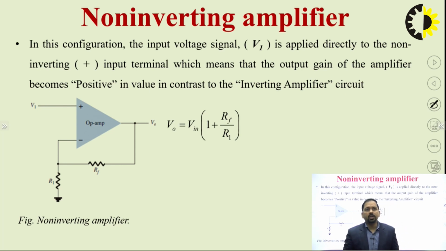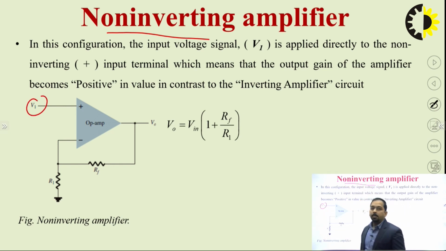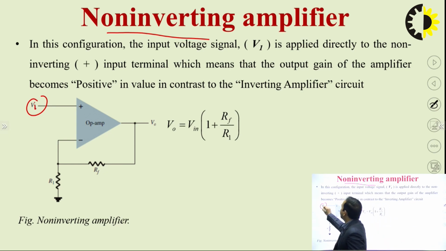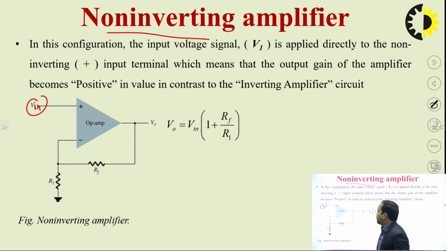The next circuit is known as a non-inverting amplifier. As the name suggests, it's non-inverting, which means the input is applied at the non-inverting terminal of the op-amp. Let's say I'm writing here V in. Again we need to find out the final expression for the output voltage.